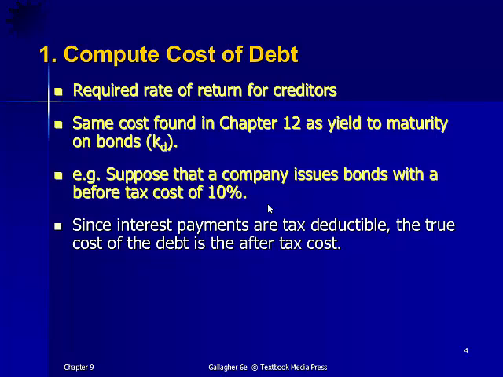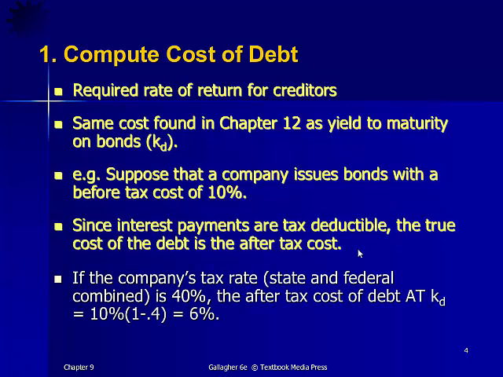Our next step is to recognize that the interest payments associated with those bonds is tax deductible. So the true cost of debt to the firm is lower. That is, the after-tax cost is lower than the before-tax cost. So if you had a company that had a marginal tax rate of 40%, then that 10% would be multiplied by 1 minus 0.4, 0.4 being the decimal expression of 40%, and that would give us a 6% after-tax cost of debt. So in effect, the government is subsidizing us when we use debt capital.